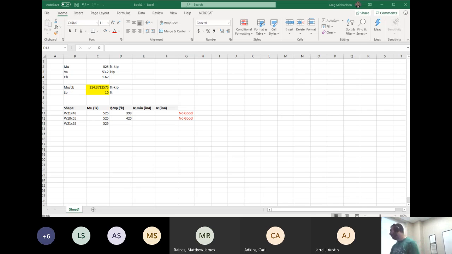Yeah, this is a difficult lecture or difficult concept to do digitally. So I do want to make sure everybody's getting this one. Do you have a phi MP for me for W21 by 55? You're going to get that in table 3-2. I believe that's one of the bolded sections, so it shouldn't be too difficult to find. It is one of the bolded sections.